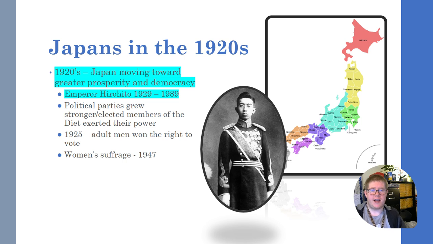So, to provide some context, Japan in the 1920s was moving towards greater prosperity and democracy. Well, in 1929, Emperor Hirohito will become the Emperor of Japan. He'll be on the throne until 1989, so a 60-year rule. Political parties are also going to grow stronger and elect members of the Diet to extend their power. By 1925, all adult men will win the right to vote in Japan, and women will gain the right to vote in 1947.